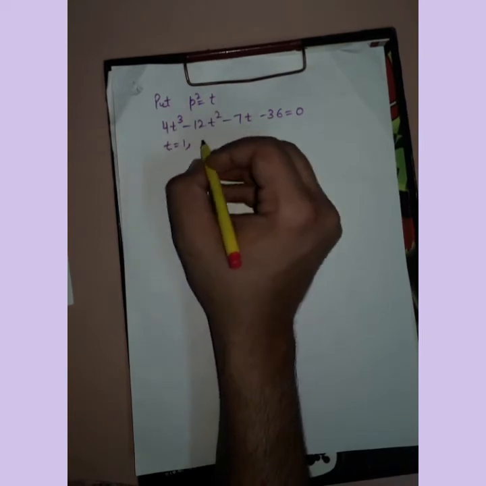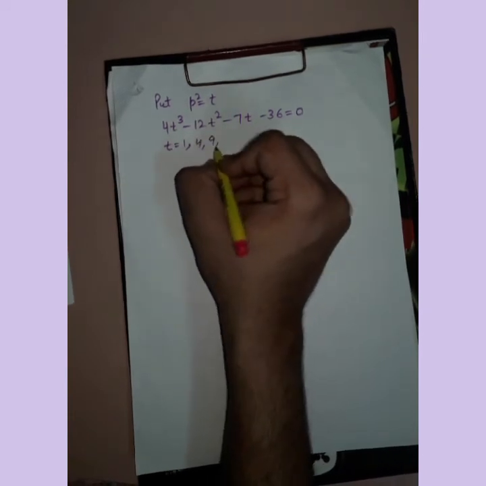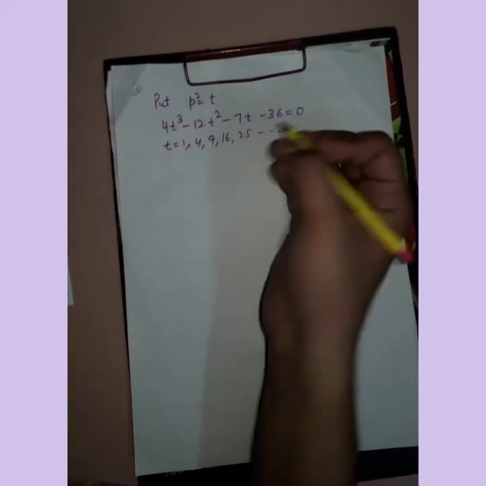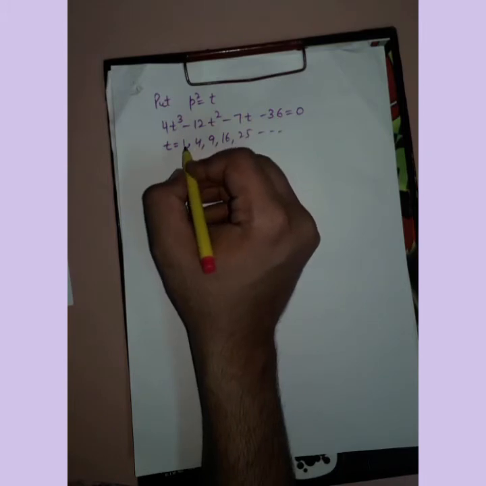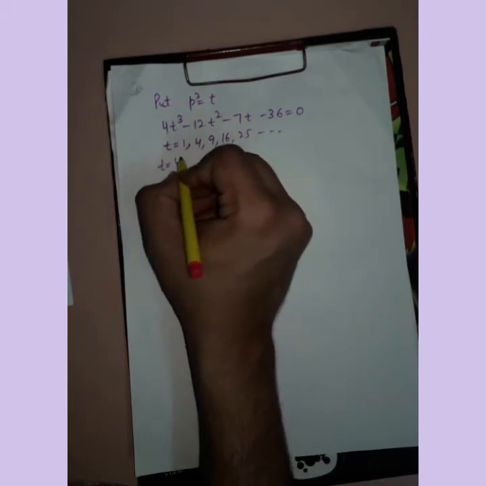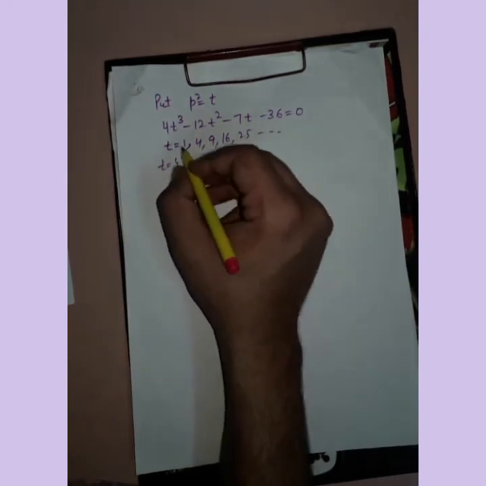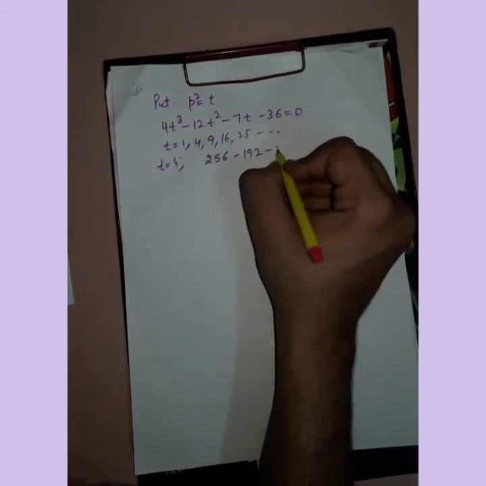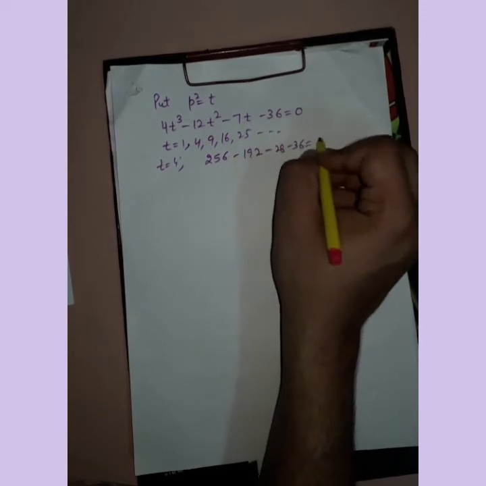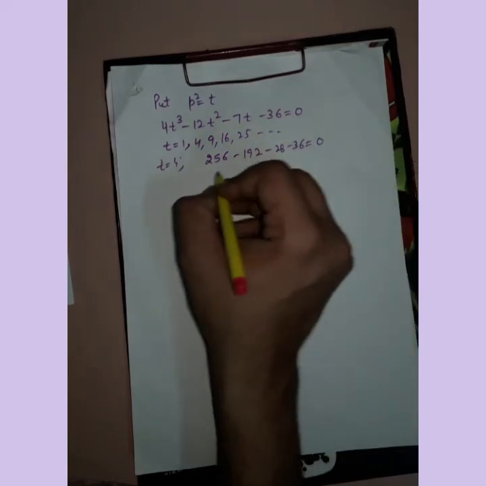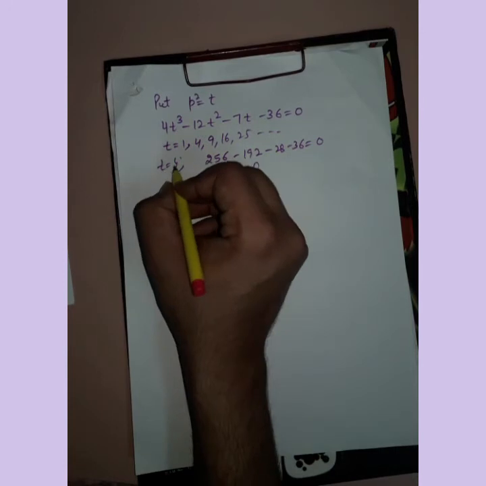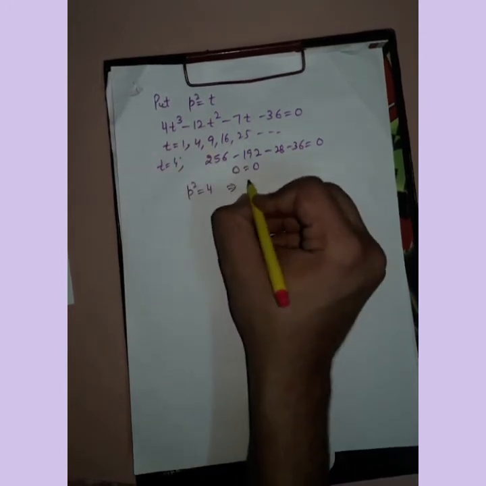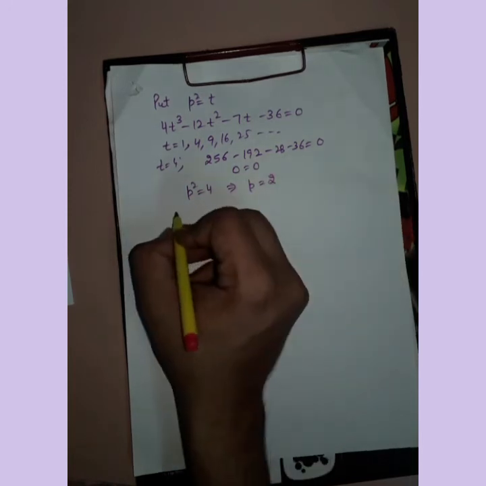So put t equal to 1, 4, 9, 16, 25, which are perfect squares. That is the beauty of the Descartes method. So I put t is equal to 4 and you will get 256 minus 192 minus 28 minus 36 is equal to 0. So 0 is equal to 0. So t is equal to 4 satisfies it. That means p square is equal to 4, that means p is equal to 2.